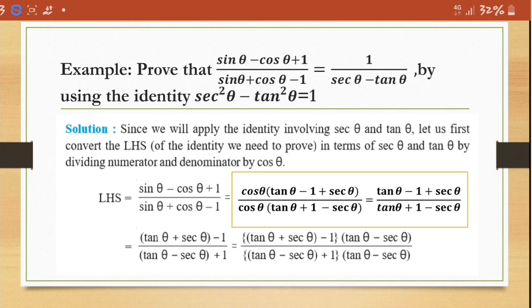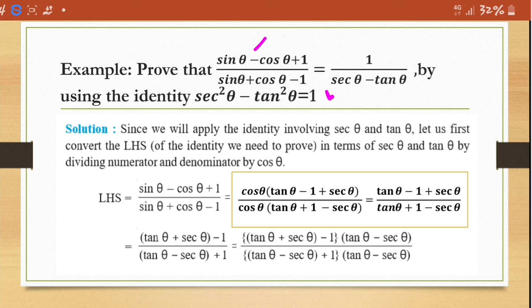Now, next example, you have to prove that this RHS is equal to LHS by using the identity sec square theta minus tan square theta is equal to 1. This identity and the second identity are the same, that sec square theta is equal to 1 plus tan square theta. So, how can you prove this LHS is equal to RHS?